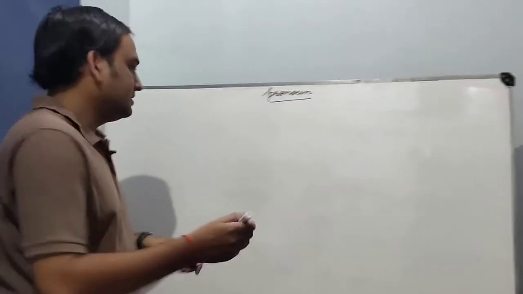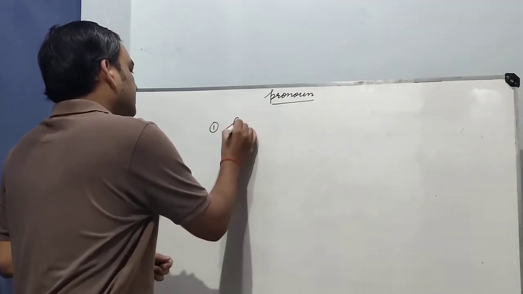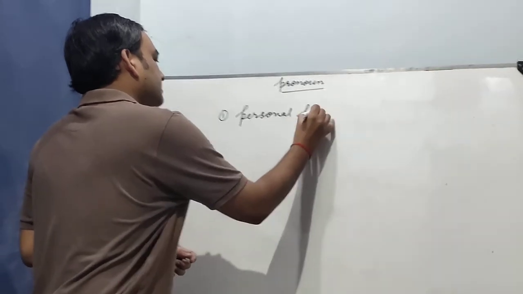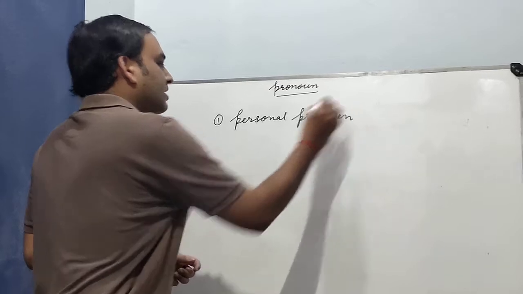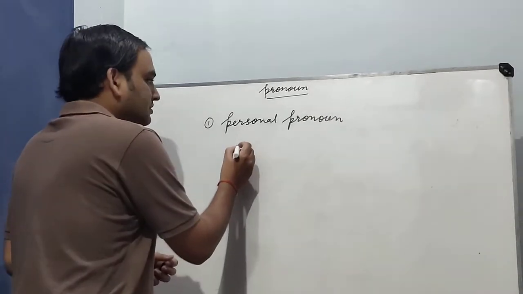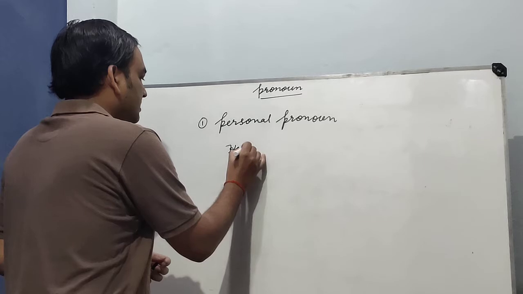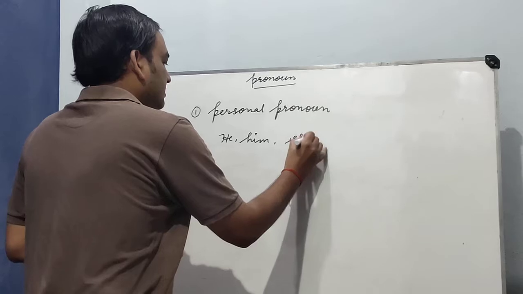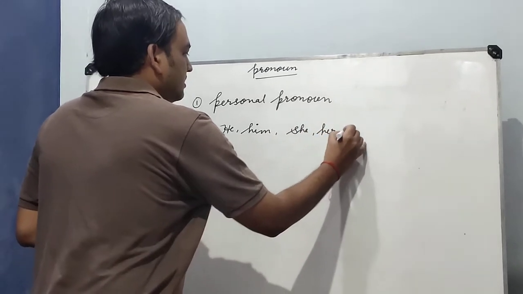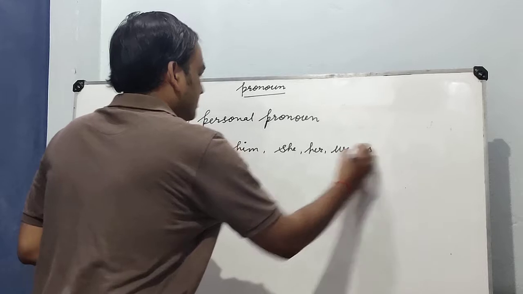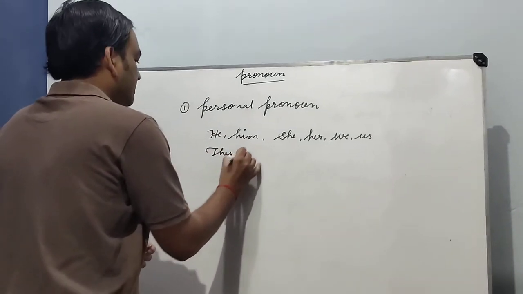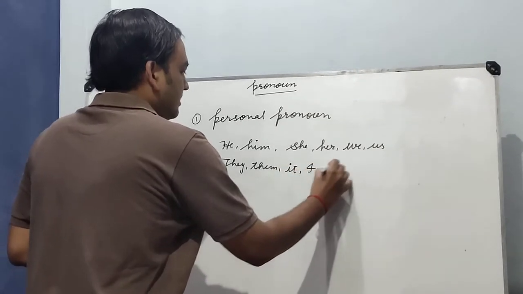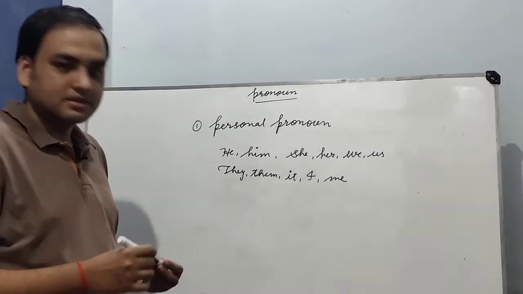Okay, first pronoun is number 1, personal pronoun. What is the personal pronoun? Basically the personal pronouns we use are he, him, she, her, we, us, they, them, it, I, me. These are personal pronouns.